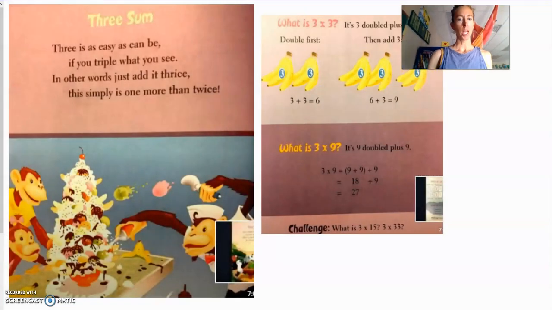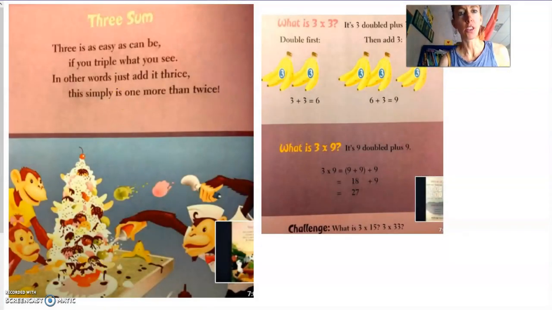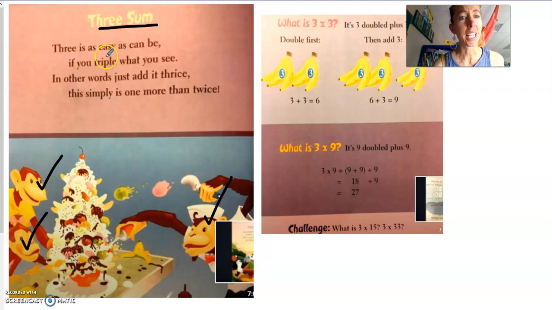Okay, we're multiplying it up, this time with some bigger factors, starting with 3. Okay, so let's check it out. 3 is called the threesome, because here we have 3 monkeys, so we went from 1 to 3. So this is called the threesome. 3 is easy as can be if you triple what you see.